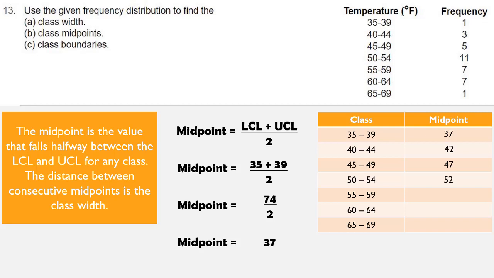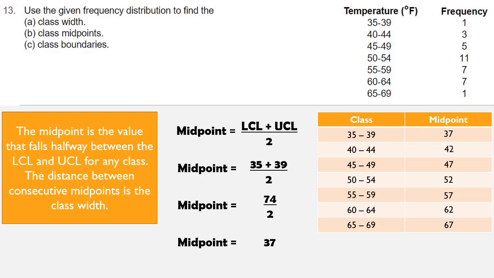Add 5 again, 57. And again, we get 62. And the last midpoint will be 67. So those are your midpoints: 37, 42, 47, 52, 57, 62, and 67.